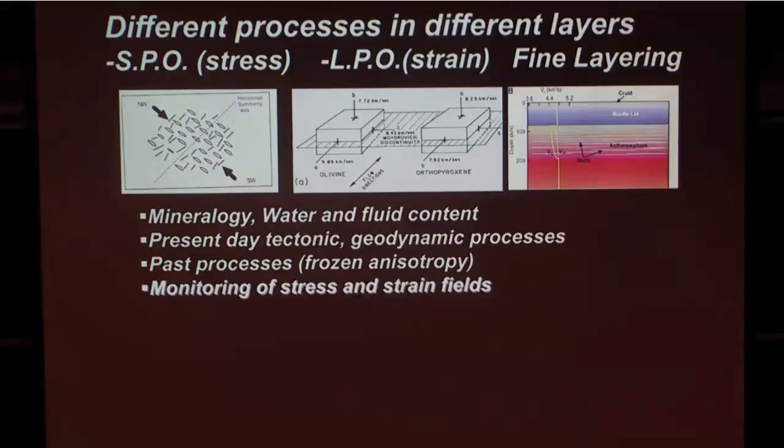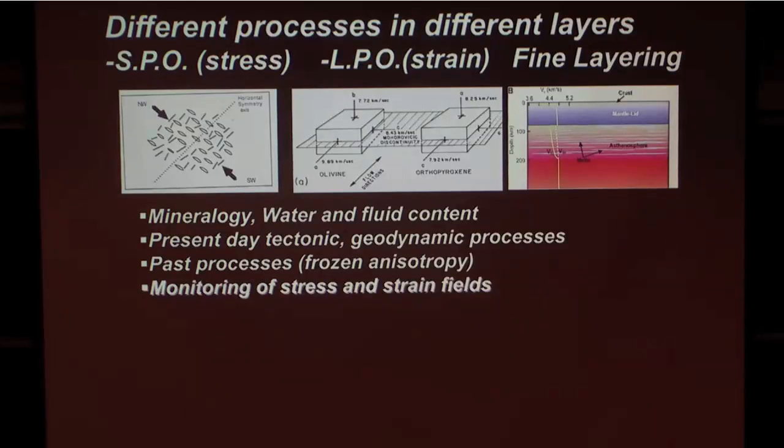So we have at least 3 different processes related to different physical phenomena. And the most popular, of course, is LPO, because it is very simple to interpret, but we must not forget that we have also other processes in play. And of course, different things can modify seismic anisotropy: the mineralogy through LPO, but we have also water and fluid content. But the interesting point is that seismic anisotropy can be used for investigating present-day tectonic and geodynamic processes. Even if we consider frozen-in anisotropy, we can also investigate past processes.